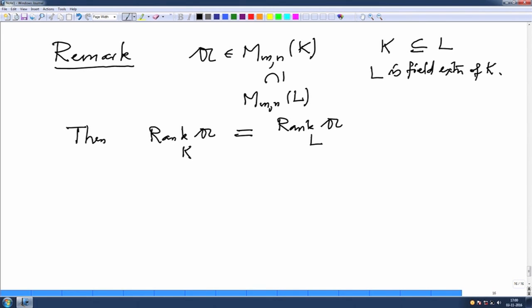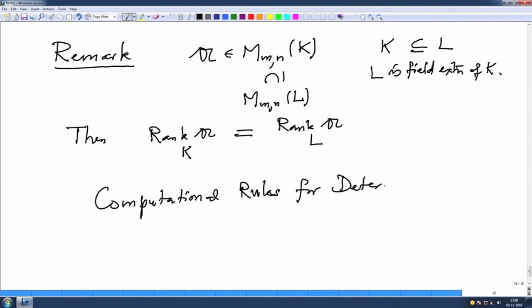So, next time I will consider how we do computations with the determinant. Next time we will do computational rules for the determinant, where I will also consider the adjoint of a matrix and the determinant adjoint formula and so on. So, next time. Thank you.